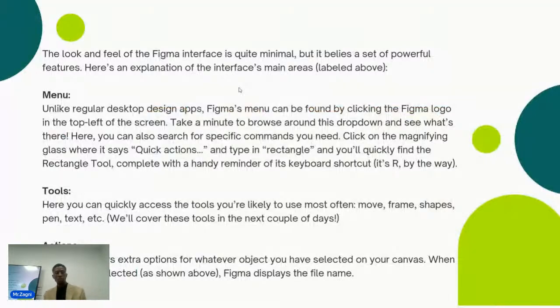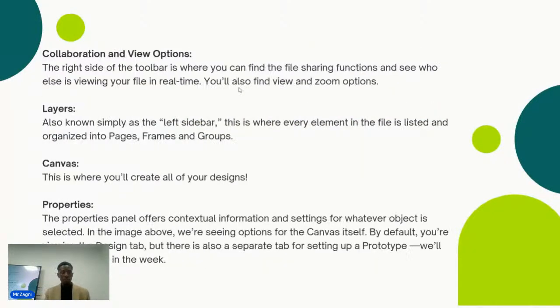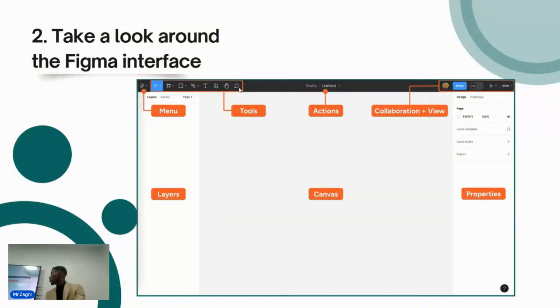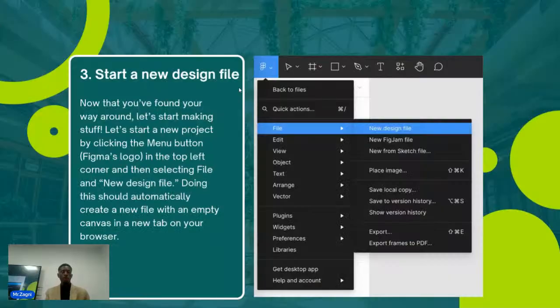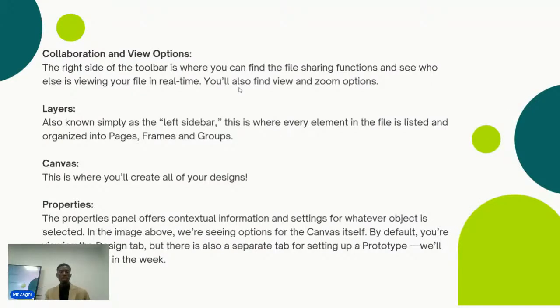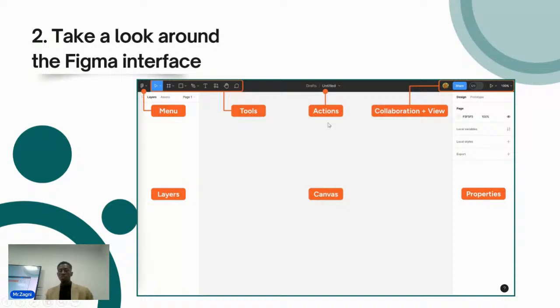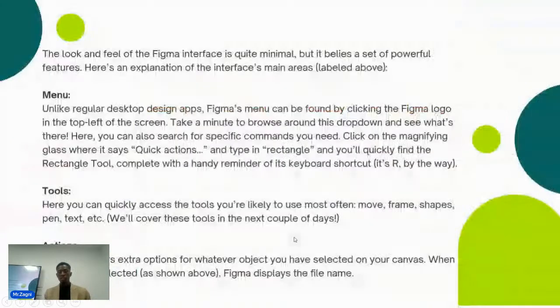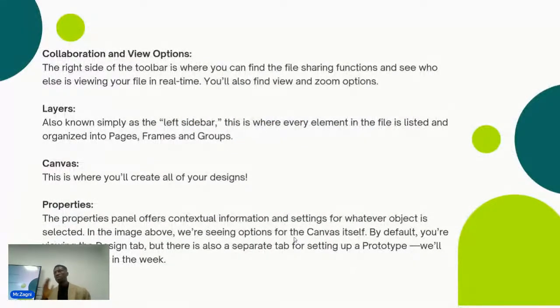So tools, we've spoken about tools, we've spoken about the actions, and collaboration, where you see where to collaborate with your people. Then also your layers. I said layers are always by the sidebar. You see all the layers of design that you've made already. Then the canvas is always in the middle where you create your design. Then the properties is by your right.